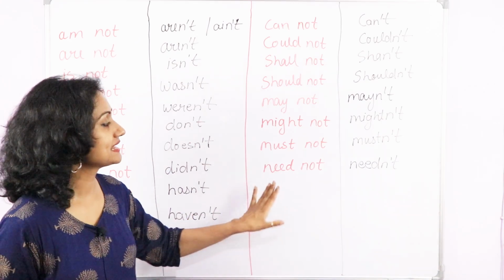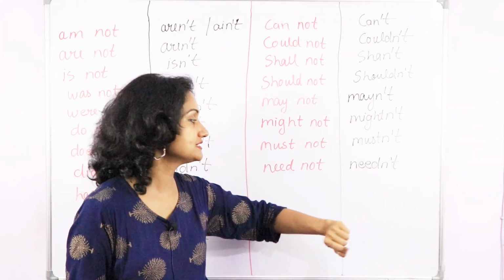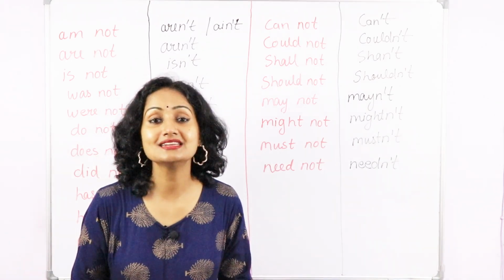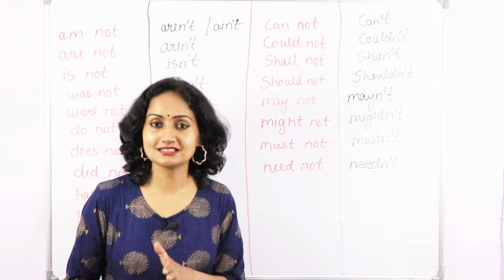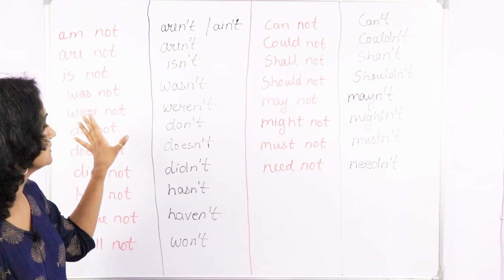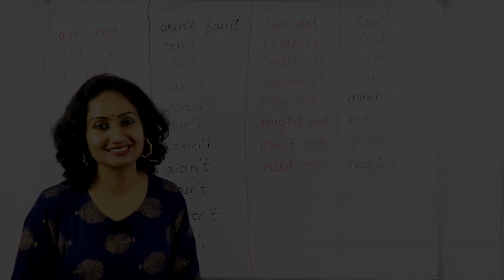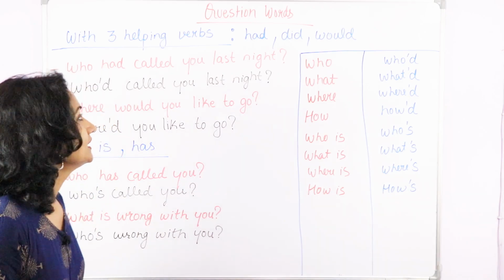And the last one is need not. It's needn't. N-E-E-D-N apostrophe T. Needn't. You needn't do that. Okay. So this is the pronunciation of these negative contractions. Now let's see how we can use question words with contractions.